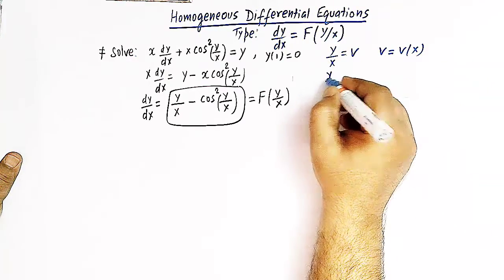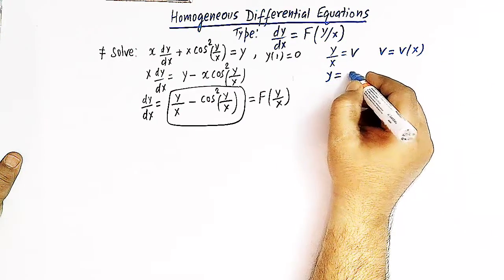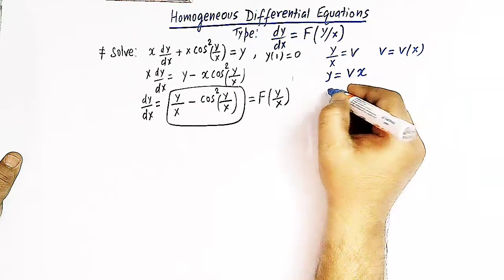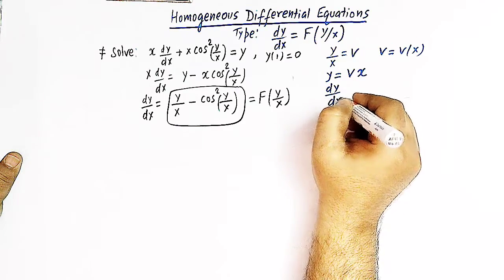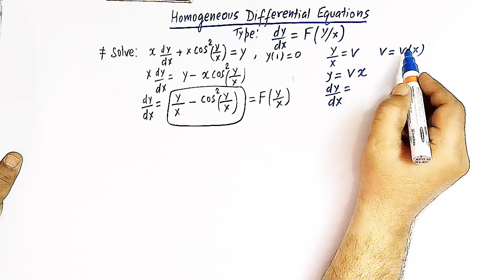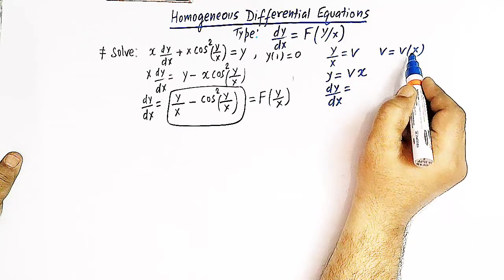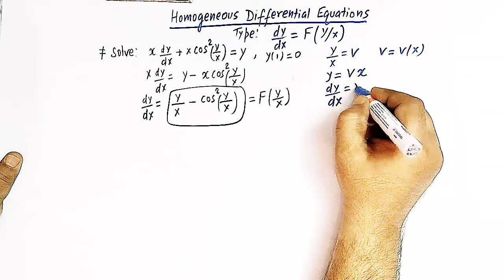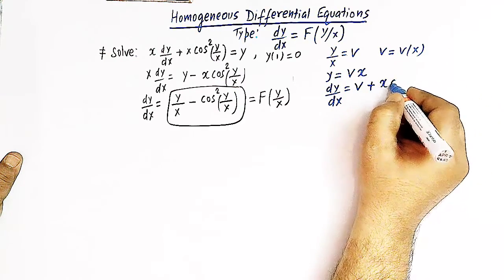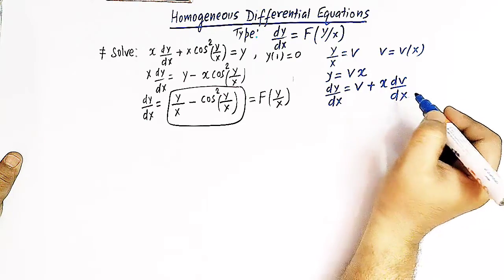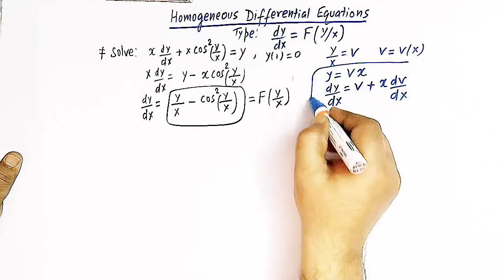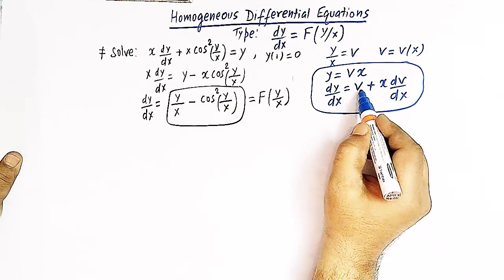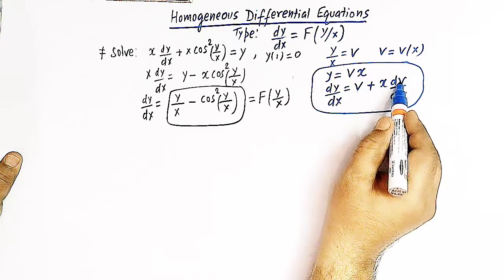So now we can make this substitution as y is equal to the product of v and x. Now if we differentiate both sides, then we get dy over dx, and here since this quantity v is a function of x, we have to apply the product rule for differentiation. So we'll get v plus x dv over dx, right? So now we'll make this substitution in this equation. So dy over dx can now be replaced by v plus x dv over dx.